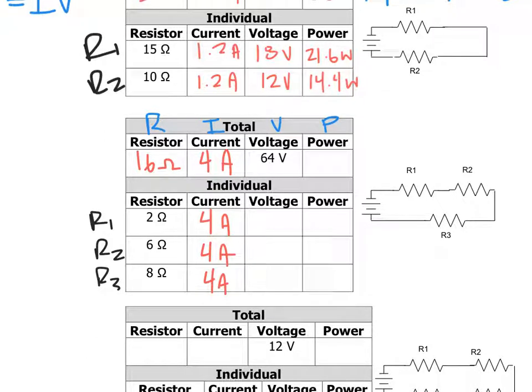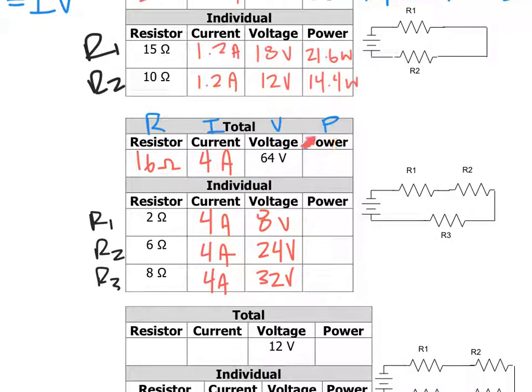Okay, next step is to find voltage, V. V is I times R, so 4 times 16 is 64. If I come down here, 4 times 2 is 8. 4 times 6 is 24. And 4 times 8 is 32. And if I want to check my work, 32 plus 24 plus 8 will equal 64.